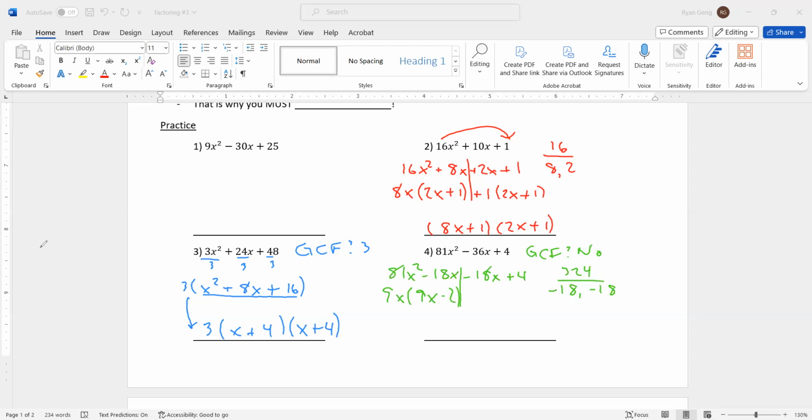GCF of -18x and 4 is -2. Divide by -2, I get 9x. 4 divided by -2 is -2. And I get 9x minus 2. 9x minus 2.